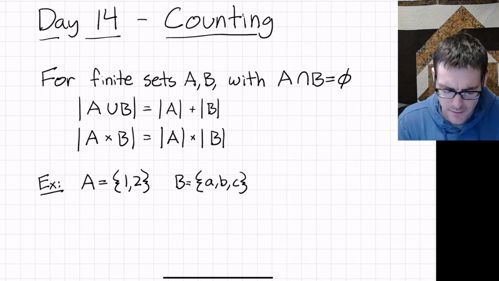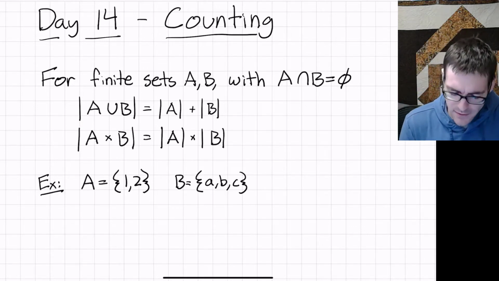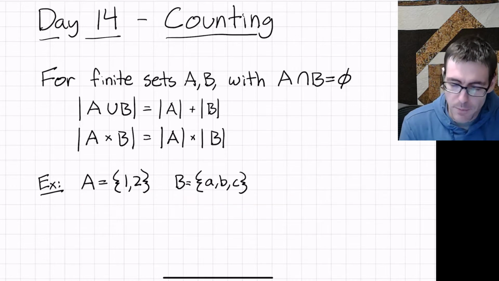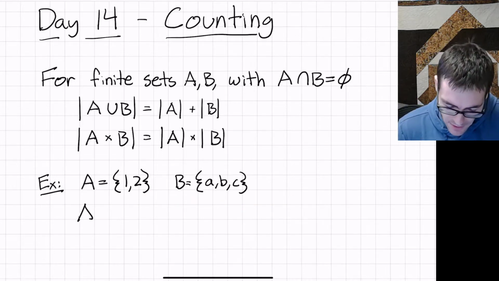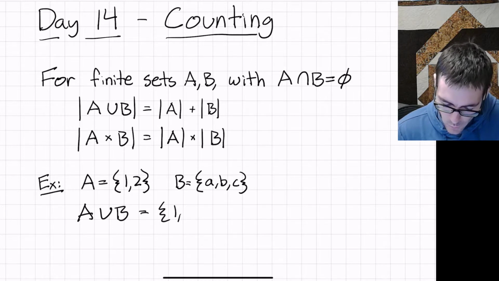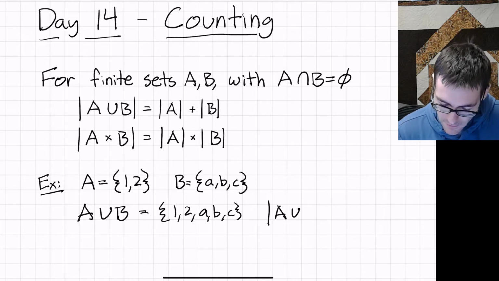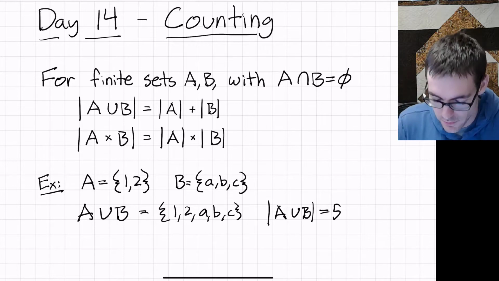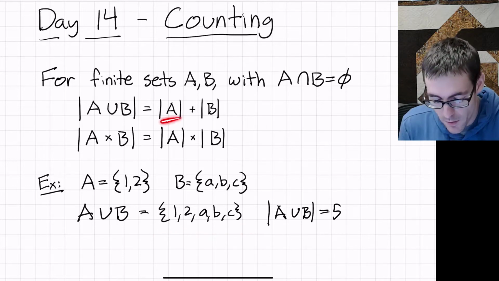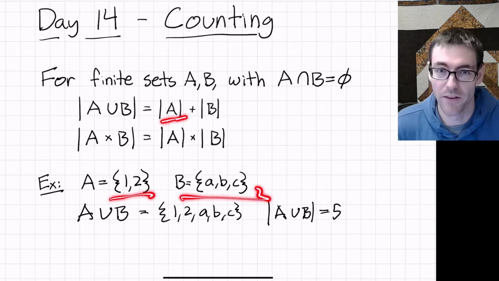So let's take a look at an example of this. If we have our set A is {1, 2}, and B is {a, b, c}, then the set A union B is the set {1, 2, a, b, c}. So in other words, the size of A union B, the number of elements in the set, is just 5, which is the sum of the number of elements in A plus the number of elements in B.